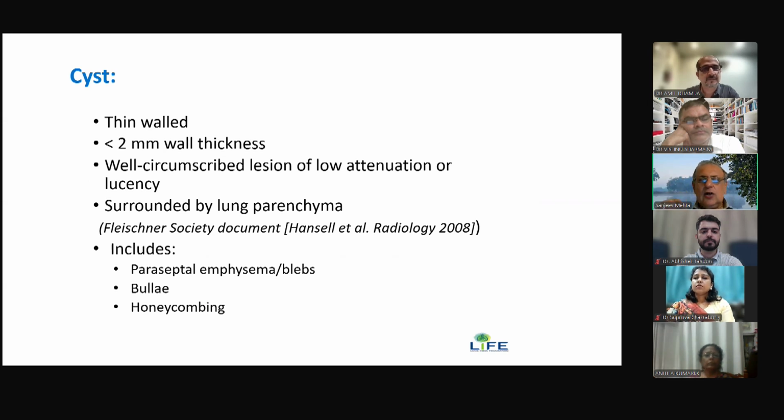So the basics of a cyst is that it is thin-walled. I think that's primary. In my opinion, size and shape can change depending on the physiology and the various aspects of a patient's lung, for example, surgical, post-surgical, other complications. But a cyst is basically thin-walled. It's a well-circumscribed lesion of low attenuation. It has to be surrounded by lung parenchyma as per the Fleischner Society. Now, it includes many things. I'm going to walk you through that.